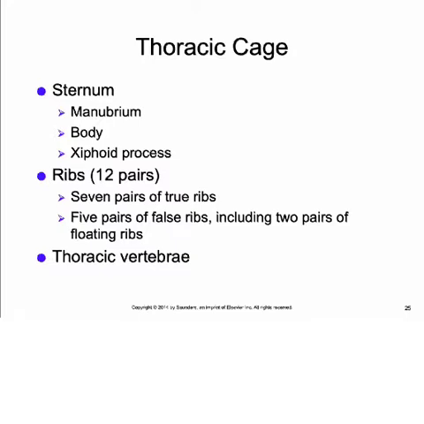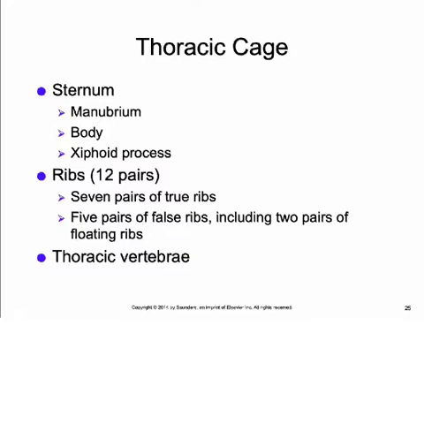There's a total of 12 pairs of ribs. The first 7 are called true ribs because they have a direct cartilaginous attachment to the sternum, and the remaining 5 are false ribs. 3 of those false ribs are called vertebrochondral ribs because they attach indirectly to the sternum via 2 sets of cartilage. And then the last 2 false ribs are called floating ribs because they do not attach to the front of the rib cage at all. They only touch the vertebrae.